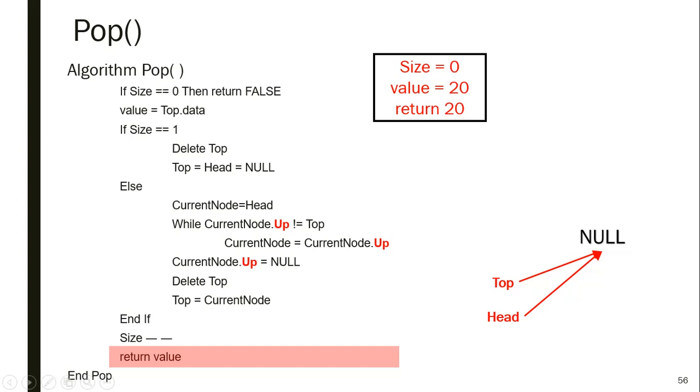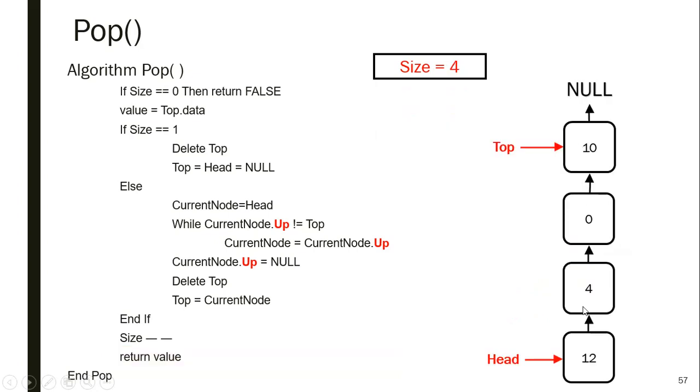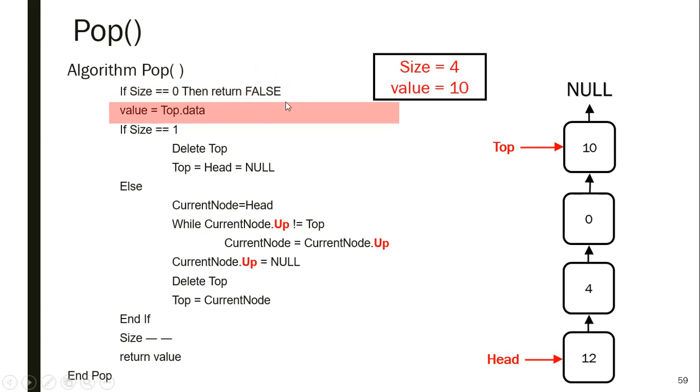Now there is a second example in which there are 4 elements. So we know size is not equal to 0, so it will not return null. Please consider null in place of this false; I will make corrections in the PDF file. So value is equal to top.data. This 10 is to be popped.